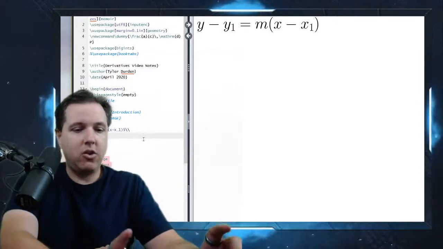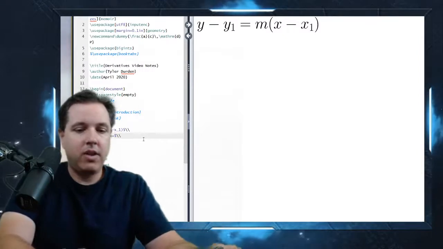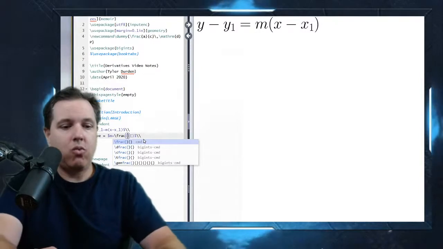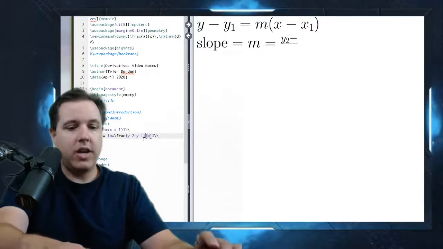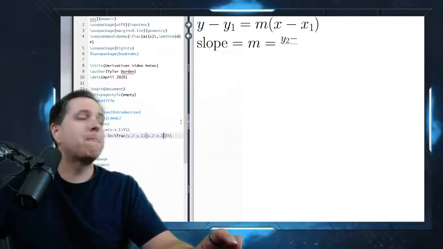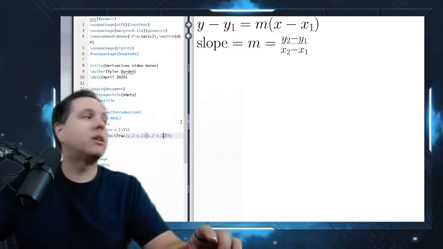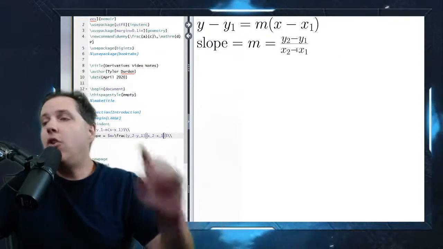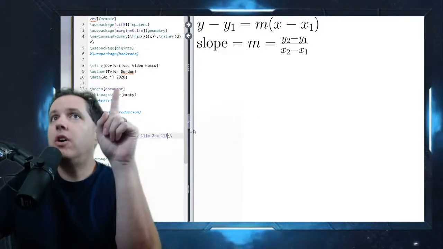So we'll say slope equals, we usually call that m. And remember, our formula is y2 minus y1 over x2 minus x1. Is that showing up big enough? Yeah, that's big enough. Okay. So we've got our slope formula here. Now all we have to do is plug in our values from the problem.